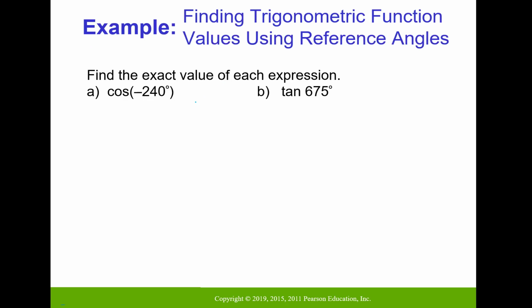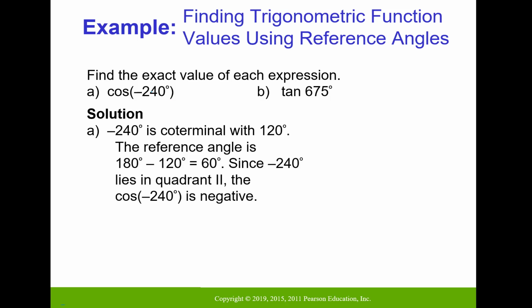So let's try a couple of examples. Cosine of negative 240 degrees. Notice that this is not within 0 to 360, so first we have to find a coterminal angle. For this case, you would start adding multiples of 360, and if you add 360 one time, we'll get within our 0 to 360 range. So our coterminal angle would be 120 degrees.